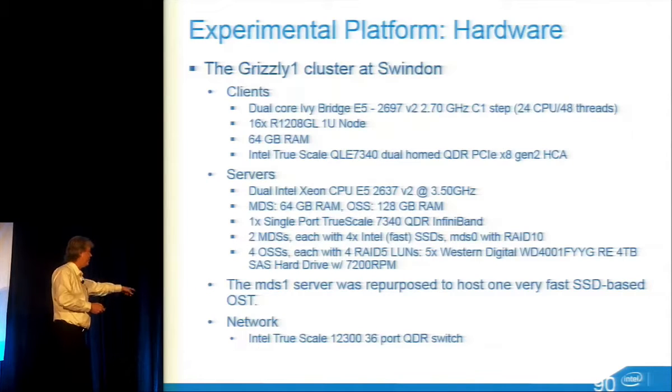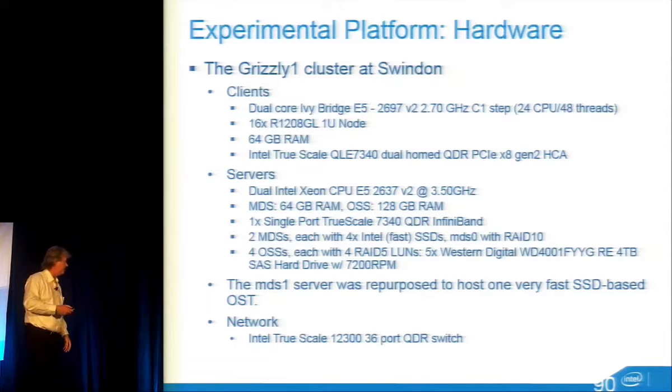To do that, we wanted to have one OST that was really, really super fast. So we repurposed the secondary metadata server to use its SSDs in, I think it was, a RAID 0 pattern. So there's one LUN that we're going to be testing for our main result that is a much, much faster OST than the spinning disk OSTs that we'll look at later in the talk. And again, it's a QDR network.